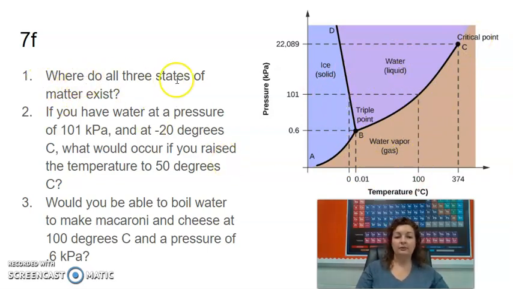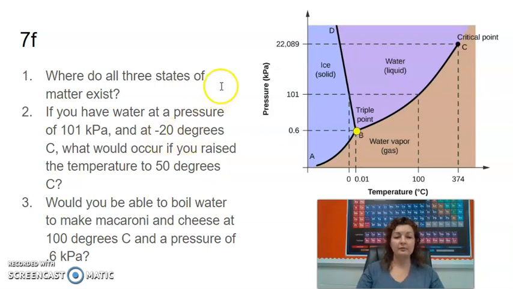So the first question, where do all three states of matter exist? Well, it exists right here at what's called the triple point, where all of the lines come together and intersect. That is the triple point. That's the only spot on the graph where all three exist, and it's incredibly rare.